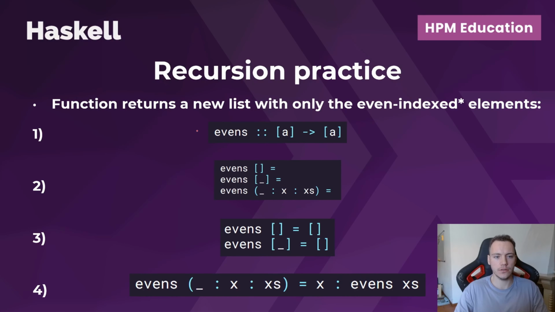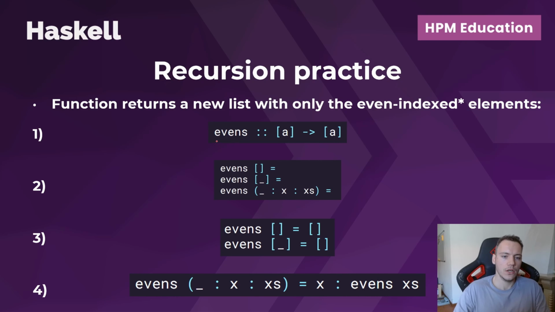One more example here with lists instead of integers, and we want to define a function that returns a new list with only the even indexed elements. And I put a star here because in this example I'm going to consider the 0 index of a list, the first element, as an odd index, right? So in other words, we want to return every other element. So the first one we don't want, the second one we want, the third one we don't want, the fourth one we want, and so on.